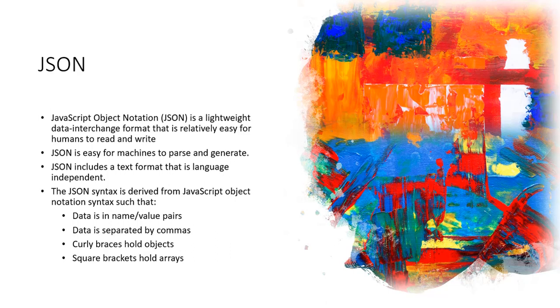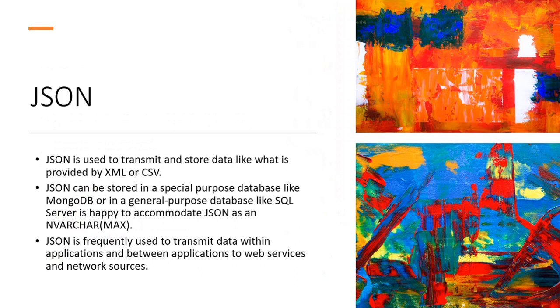JSON is a text format, it's language independent, and it is an object notation such that data is in name value pairs, separated by commas. Curly braces hold objects, and square brackets hold arrays. So we think of JSON as an alternative to data in an XML format or in a comma separated value file. There have been attempts to have different ways to exchange data, and JSON is one of those.